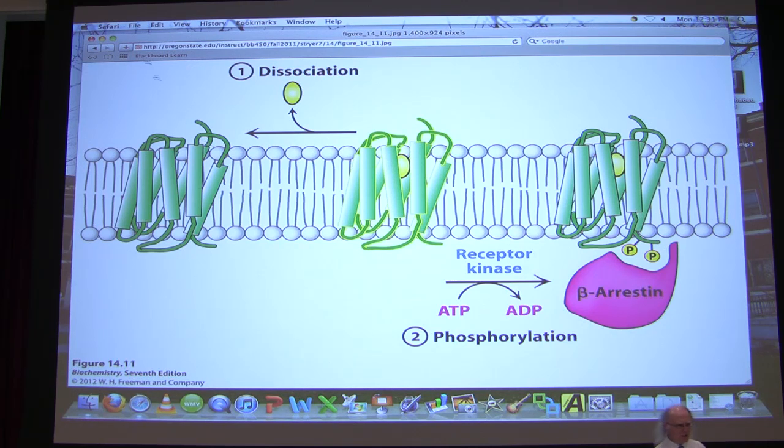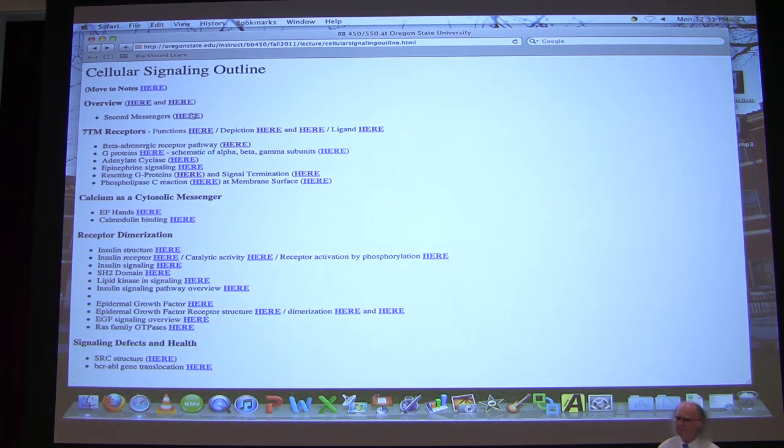Okay. Well, that's good. That's all fine and dandy. Yeah? Beta-arrestin binds to the phosphates on the beta-adrenergic receptor.